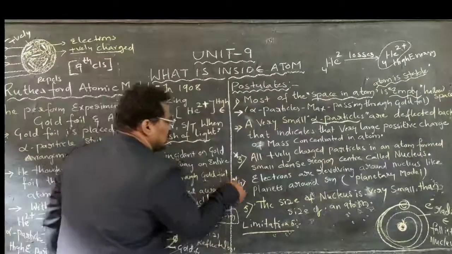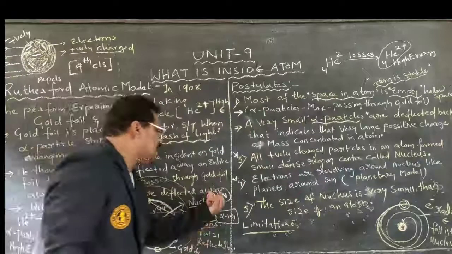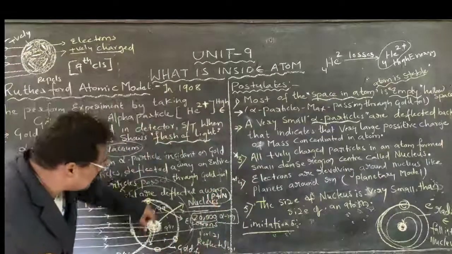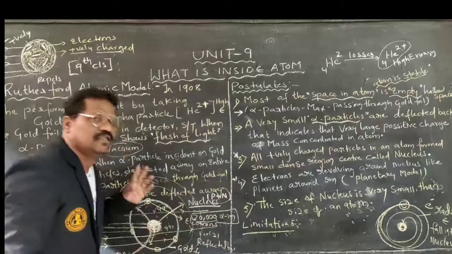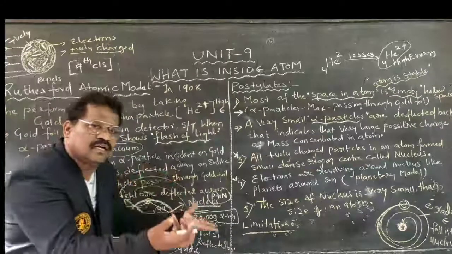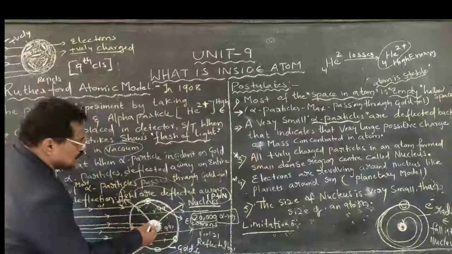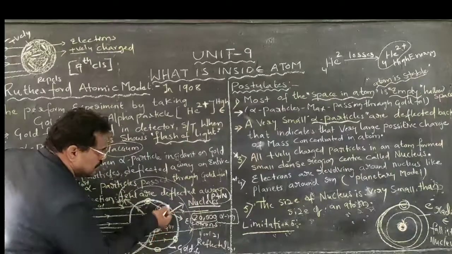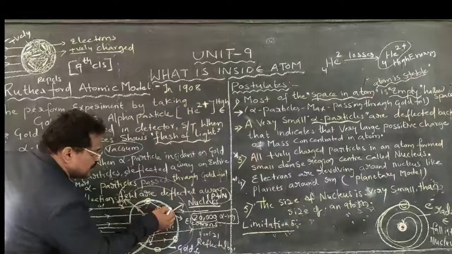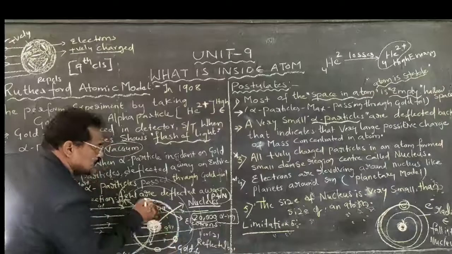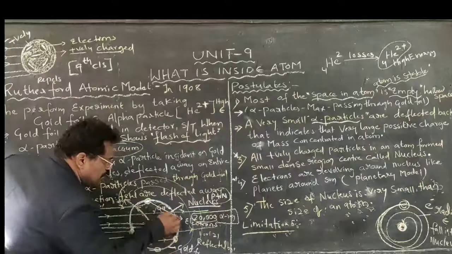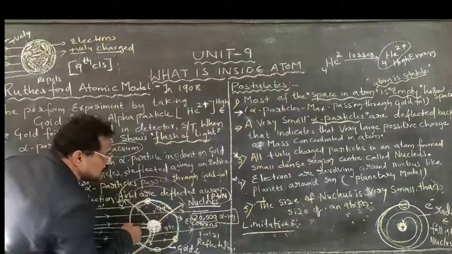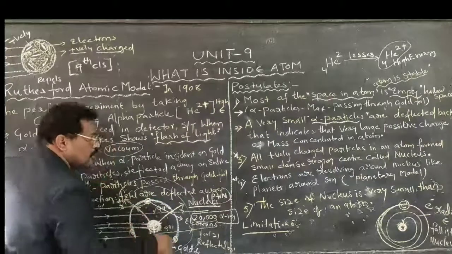Fourth point: he said that only proton and neutron exist within the nucleus, whereas electrons do not exist within the nucleus. Then where do those electrons exist? Those electrons exist outside of the nucleus. They exist such that these electrons are orbiting around the nucleus.